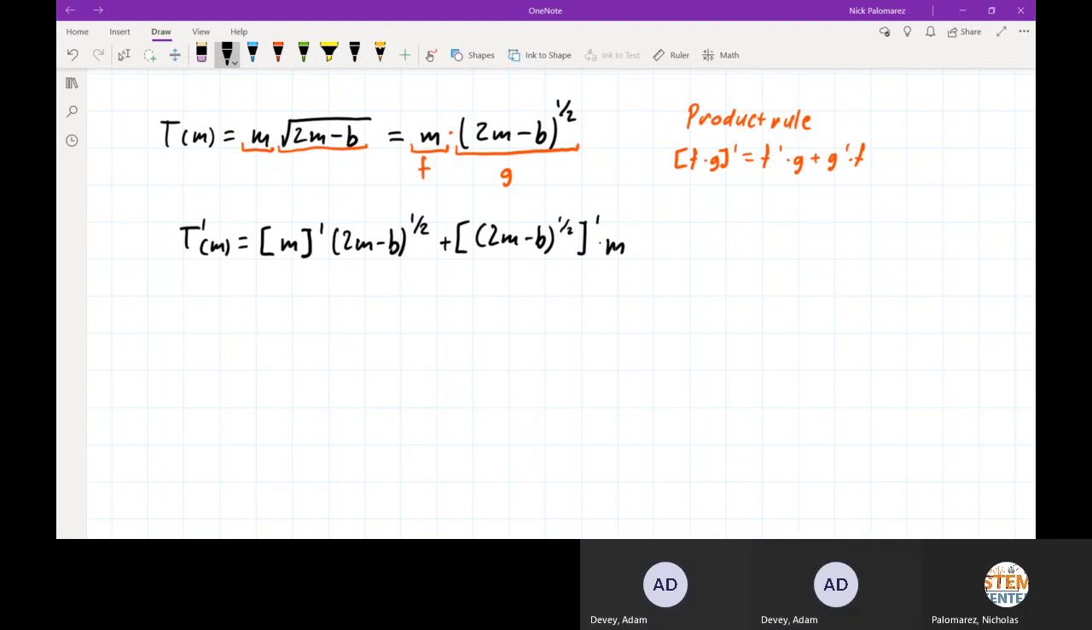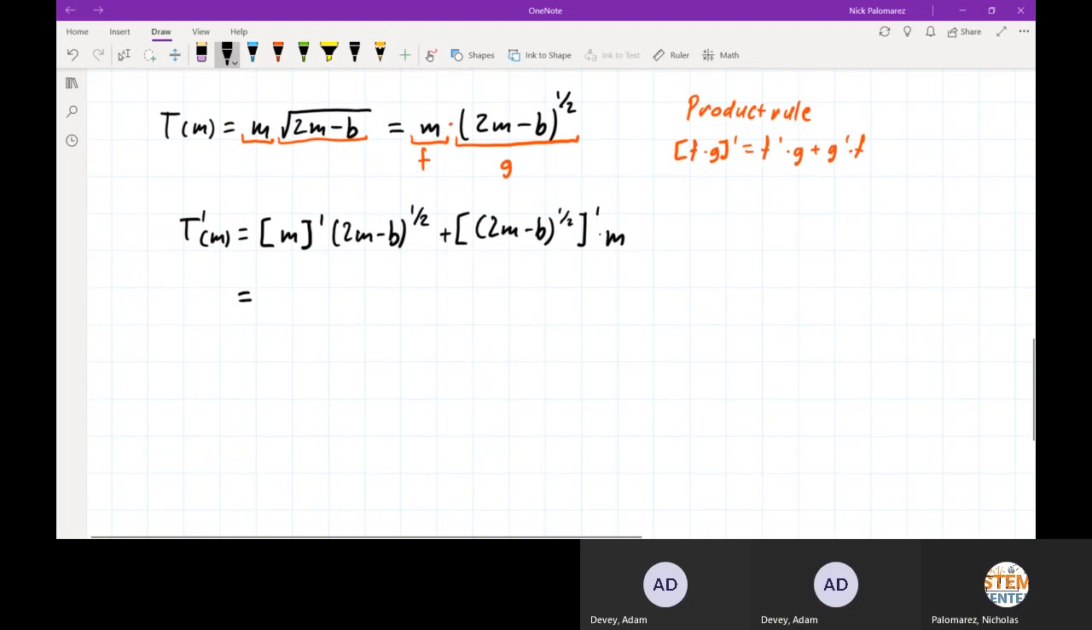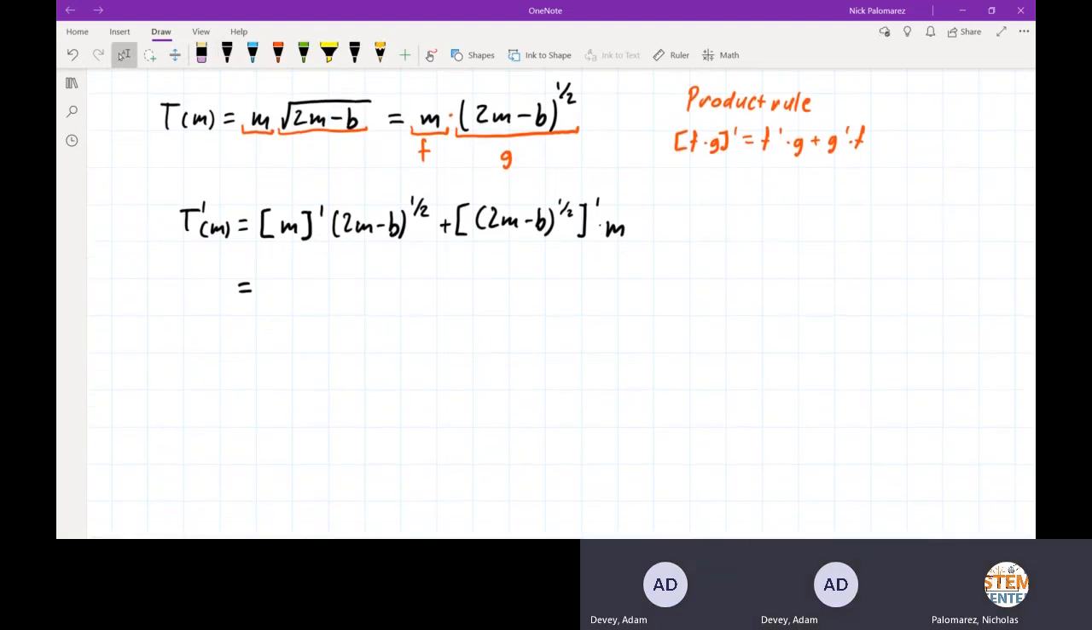Right. All right. So what is m prime? It would just be m. The derivative of m? Well, we're priming it, right? All right, it's 1. There we go.